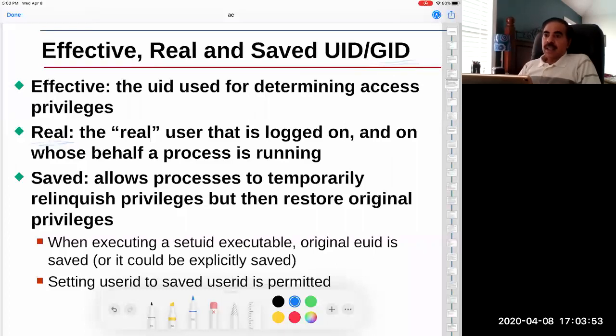So why is there a difference between the user that's logged on and the effective user ID? Anybody, can you tell me why the effective and real user ID might be different? Anybody? Anybody there?